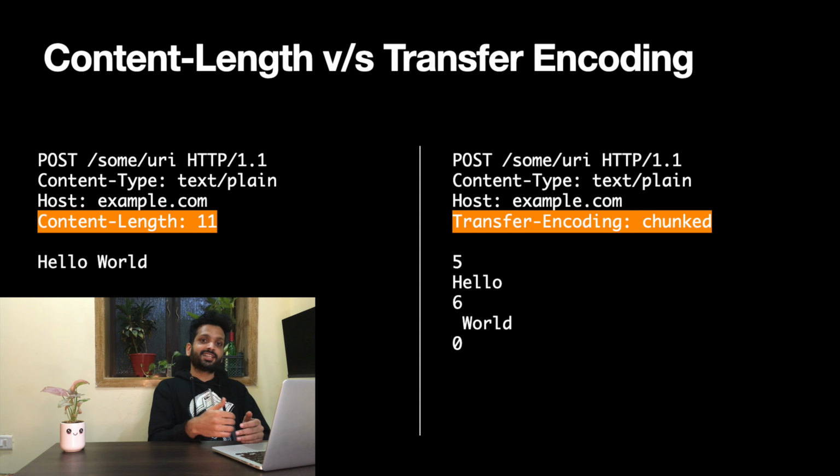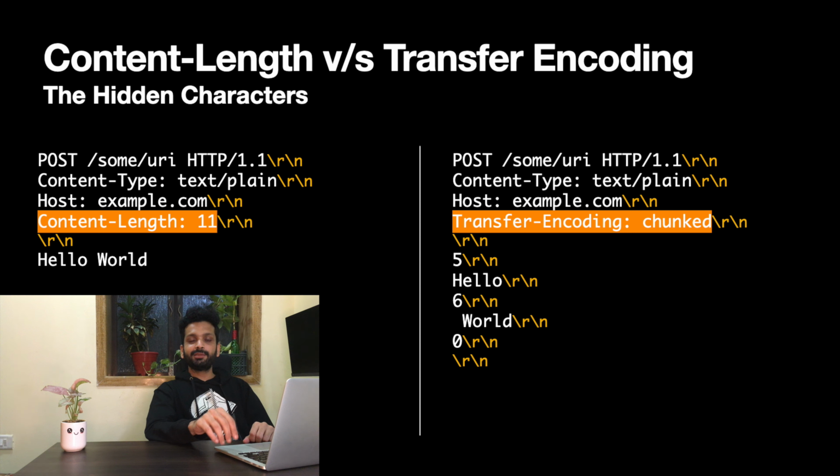To understand this syntax better, let's go ahead and look at this request with the CRLF characters visible. As the name suggests, in the chunk encoding scheme, the data is sent by the client in chunks. The chunk encoded message body starts with a number, and this number denotes the size of the first chunk of data that the client is sending to the server.